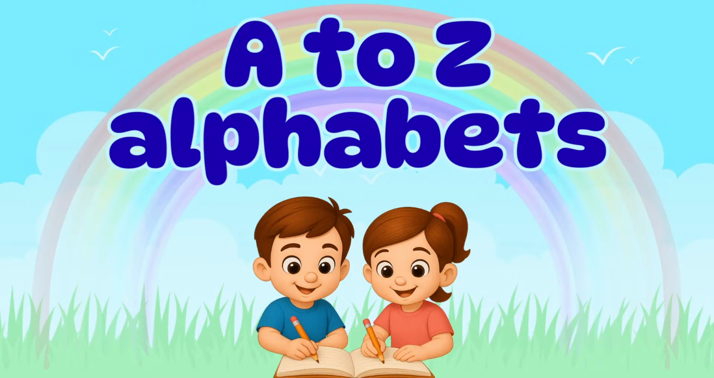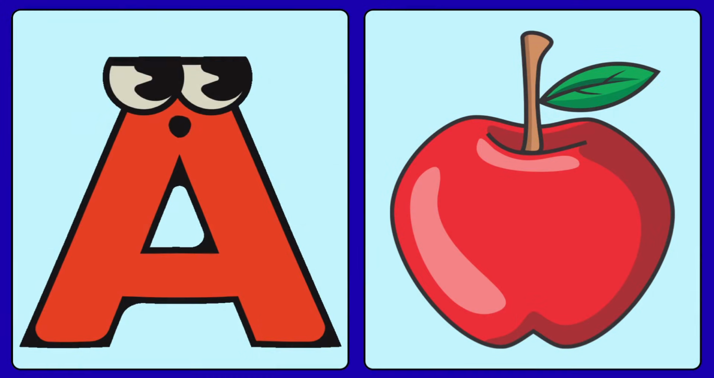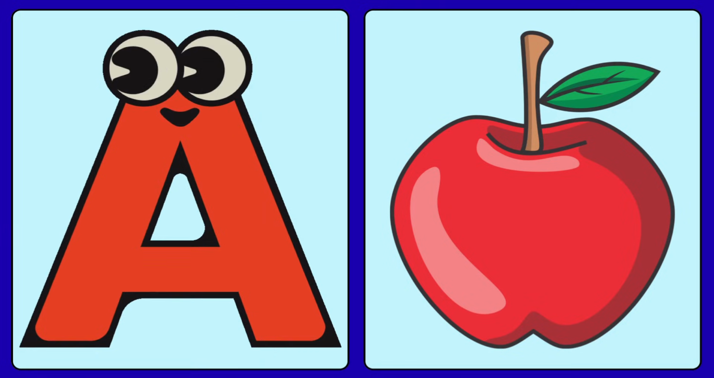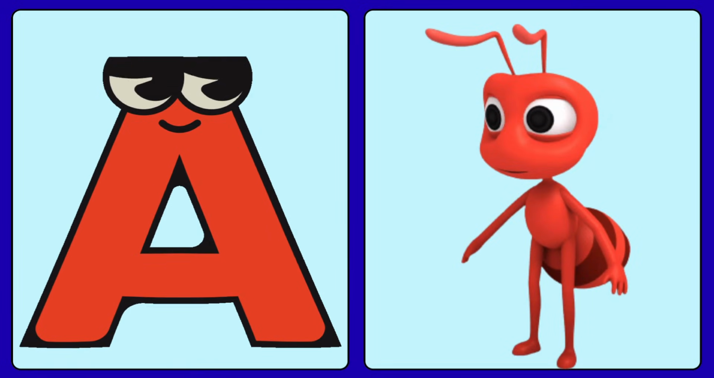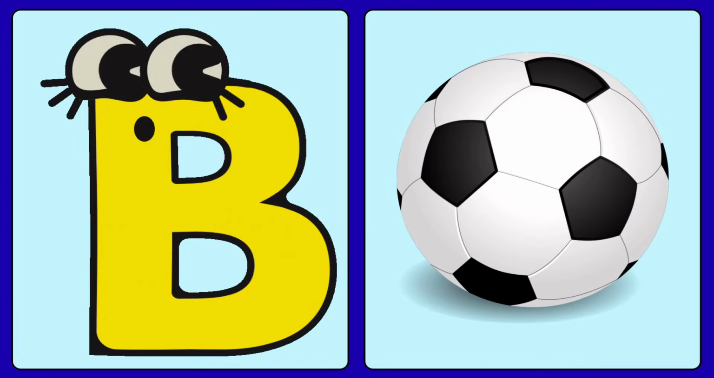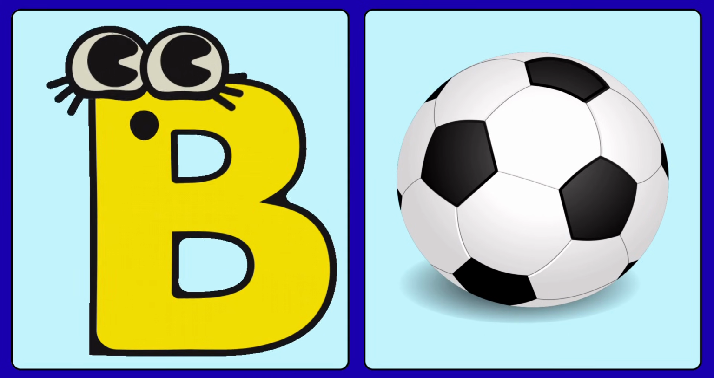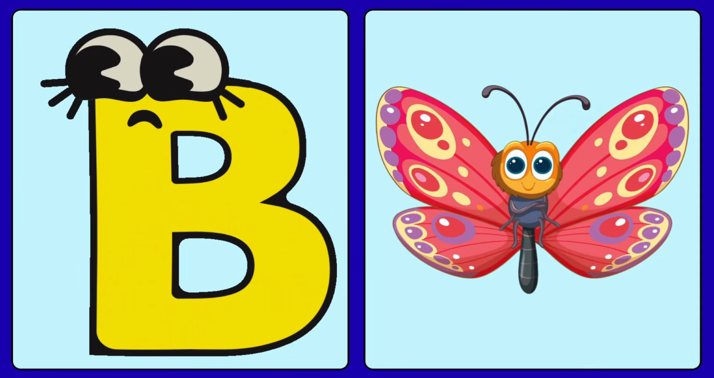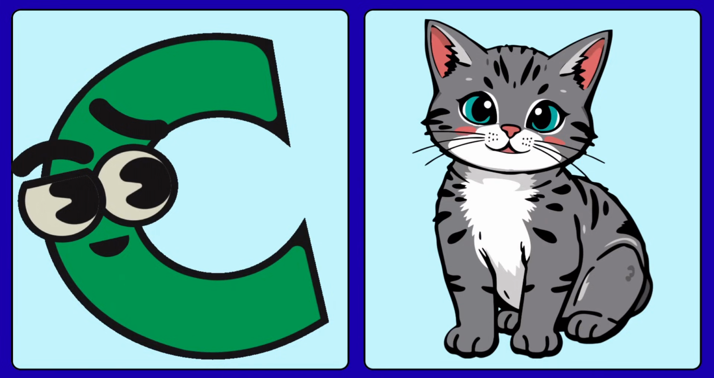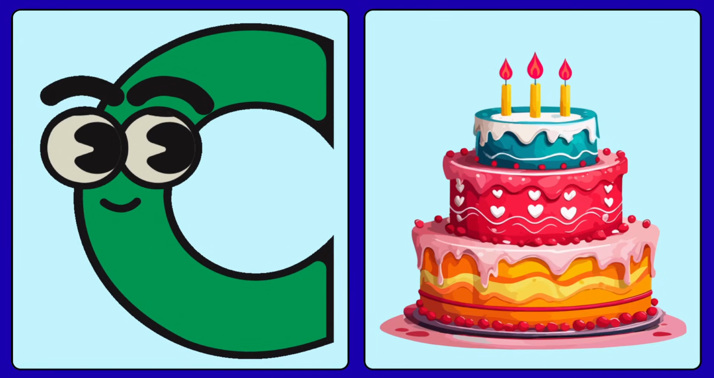Hello kids. Today we will learn ABC in a fun way. Ready? Let's go. A for apple. A for ant. B for ball. B for butterfly. C for cat. C for cake.